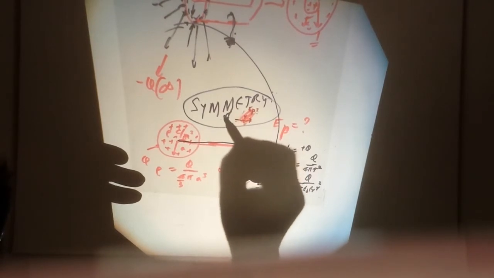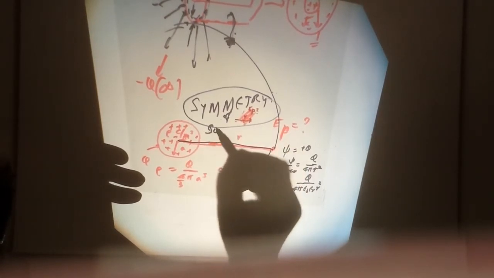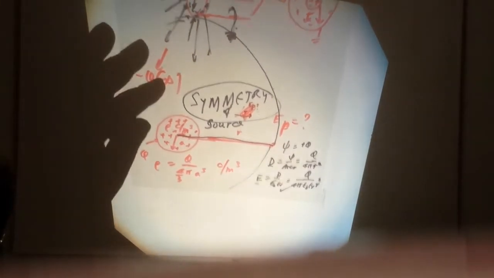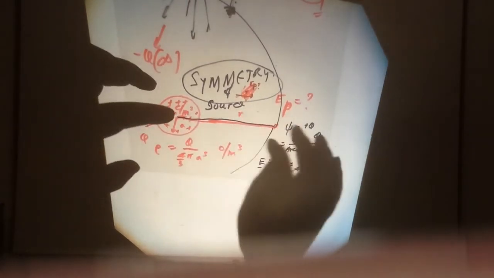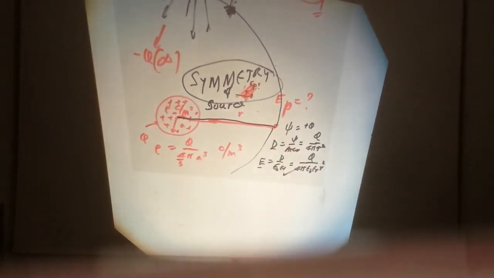Symmetry of charge or source. Whether something is symmetrical or not, the key thing to consider is the source. If the charge is symmetrical, the field will be symmetrical with the surface. By the way, this surface of radius r is called a Gaussian surface. That is according to Gauss's law.